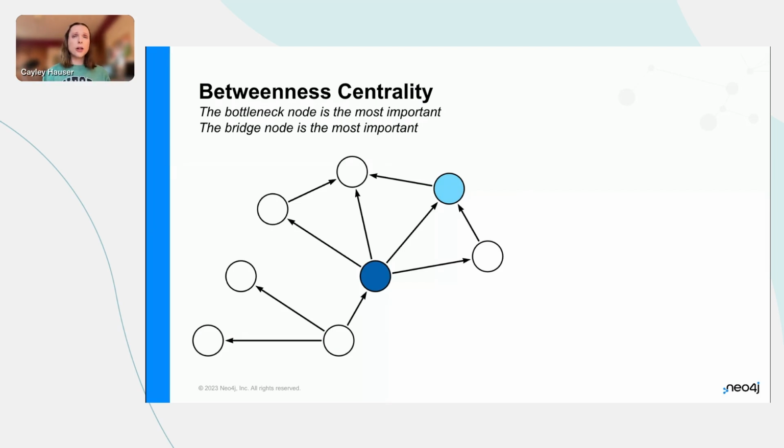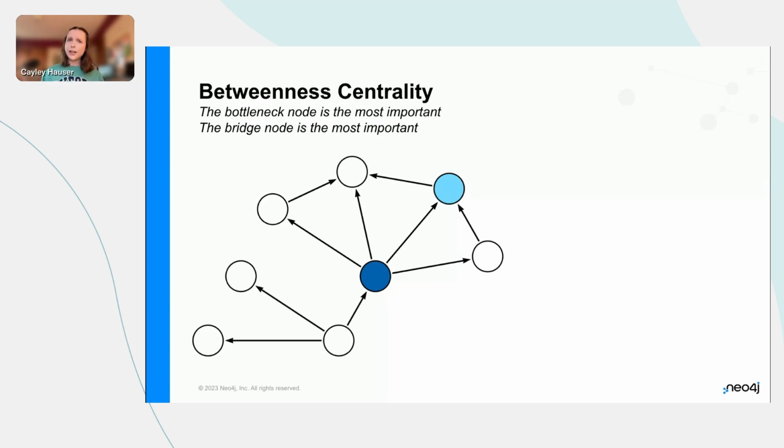It's really good if you're looking for a bottleneck where something might be getting slowed down, or a vulnerability, or potentially it's a bridge. Maybe it's a good thing. You want to find the node that connects different groups in your graph. And that's what you can do with betweenness centrality.